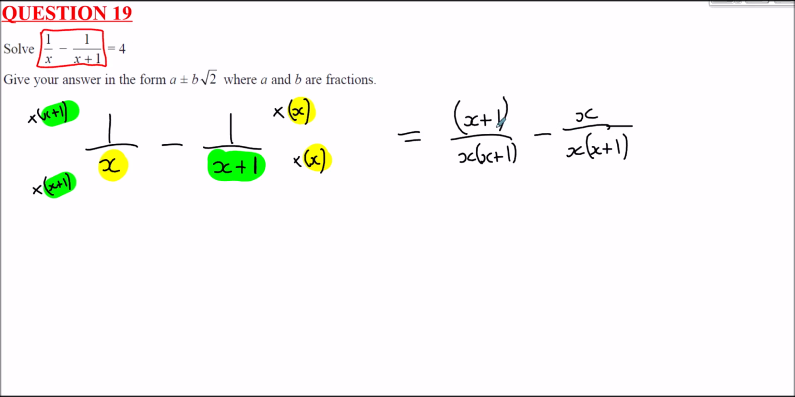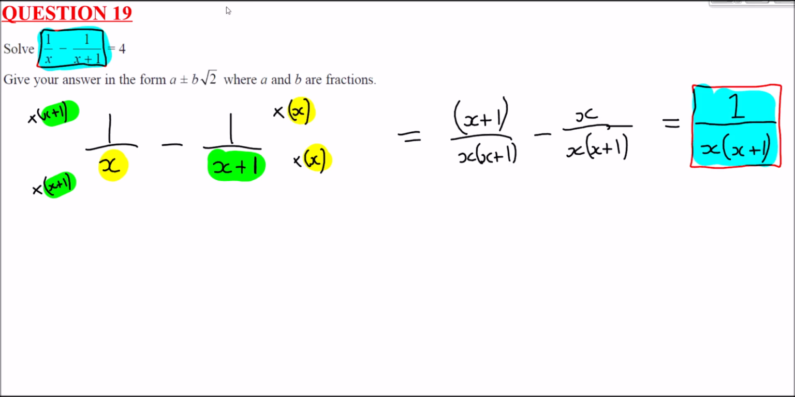So now I've got a common denominator, so I can put it all over this common denominator of x brackets x plus 1. So now x plus 1, take away an x, of course, just gives 1. So therefore, this fraction here simplifies down in the end exactly to 1 over x brackets x plus 1. So all of this here can be rewritten nicely like so.